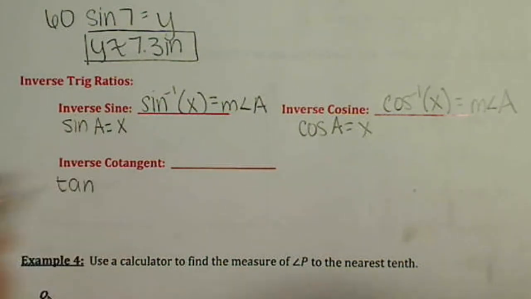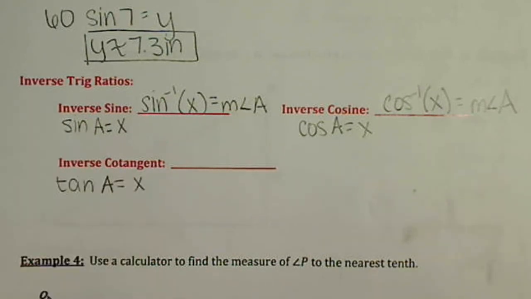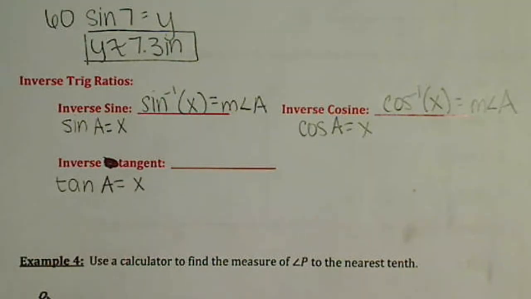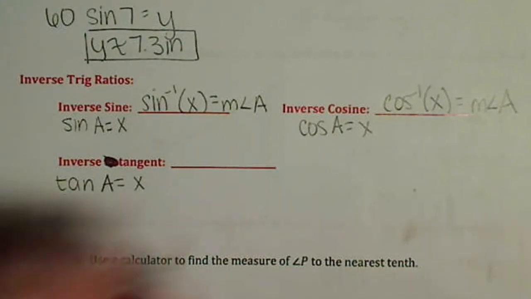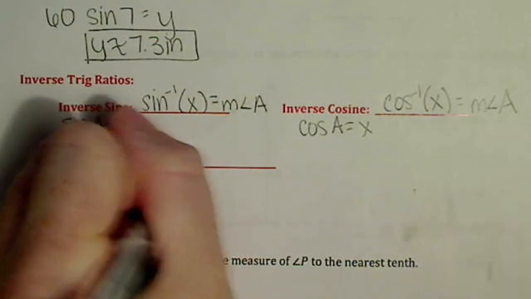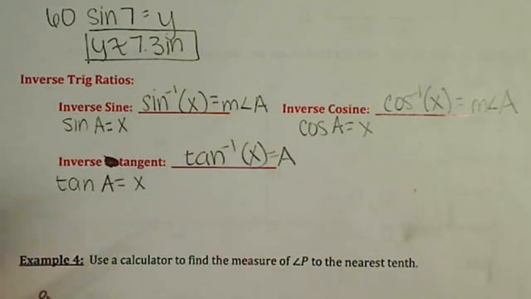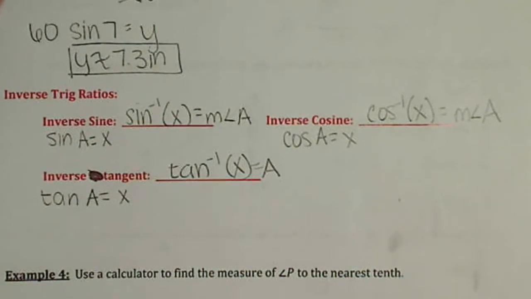If the tangent of A equals x, and please scratch out cotangent. That was a teacher typo. Inverse tangent. Tangent of A equals x, then the tangent to the -1 of x equals A. That's all great on paper, but what the heck does that mean in a problem?